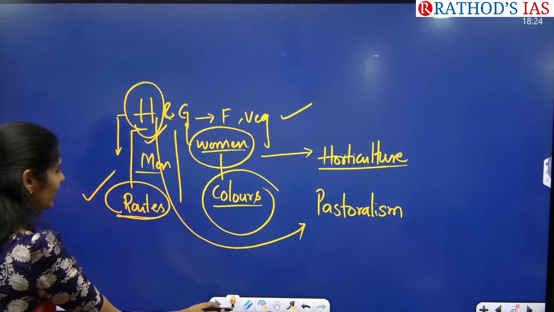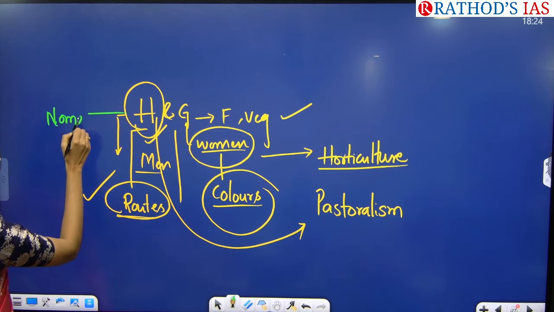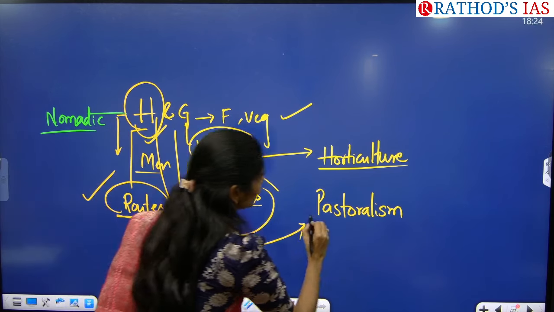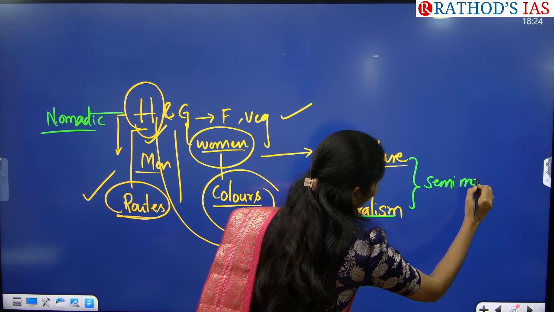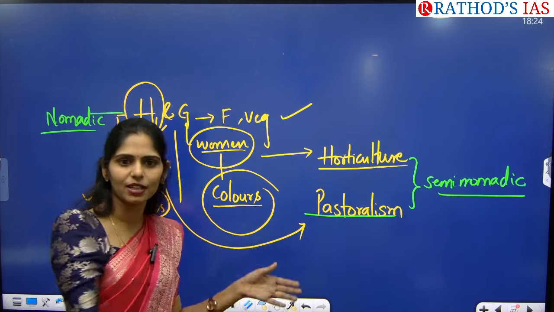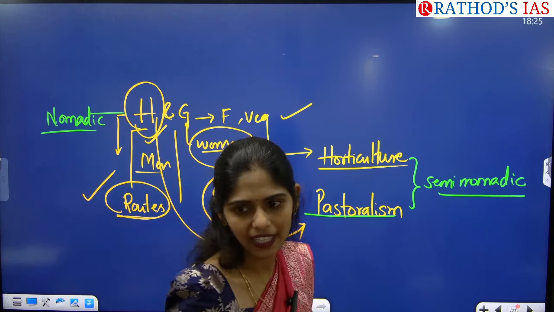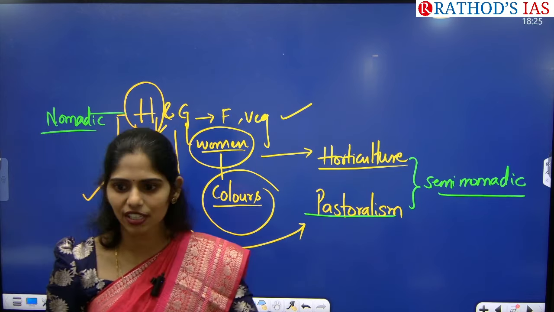Okay, so hunting and gathering is entirely nomadic. They have to move from one place to another in search of food. Pastoralism and horticulture are semi-nomadic. That means sometimes they will produce fruits and vegetables in their own area, so at that time there is no need for women to go outside to gather. Only in the lean season, when there is no produce, she has to go outside to collect something.